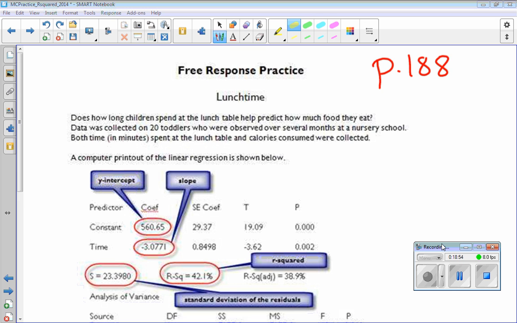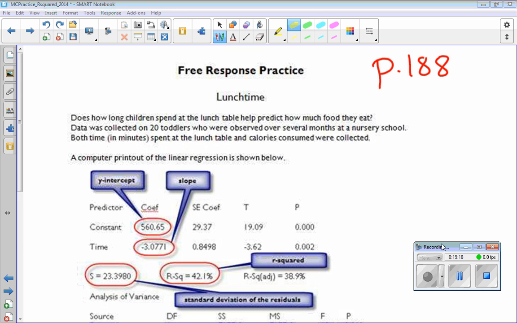You will, I guarantee you, have a computer printout on either your quiz next class or your test at the end of the unit, or both. So you can expect to have to use a computer printout. Okay, they do it all the time on the AP exam. So really, if I'm looking for the equation of the line of best fit, what information do I need?